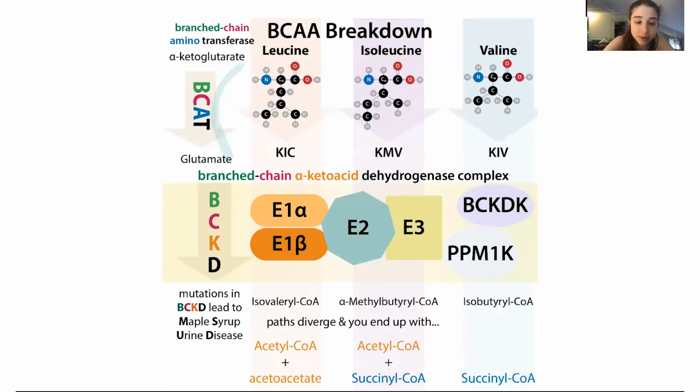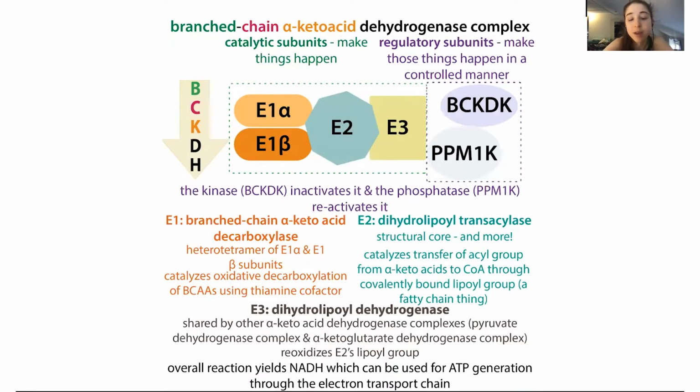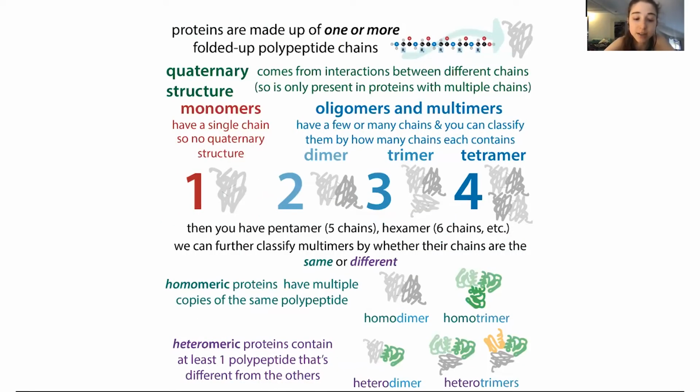In this case, this branched chain complex is going to use several cofactors, and it also has several complexes. When we think about proteins, we typically think about individual proteins being individual chains of amino acids, but you can also have multimers, where you have multiple protein chains working together to function.